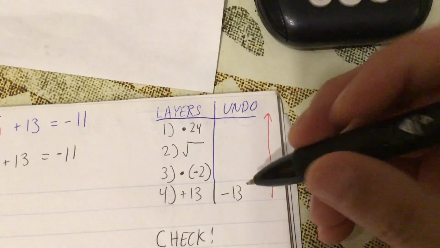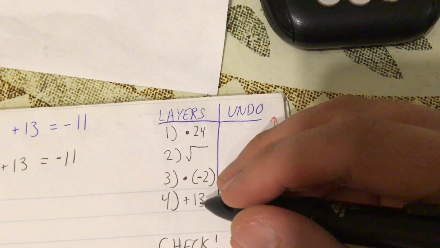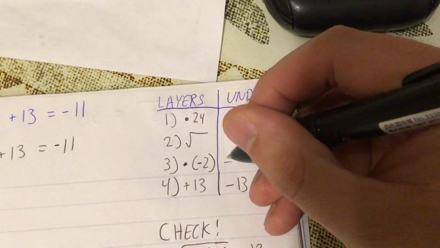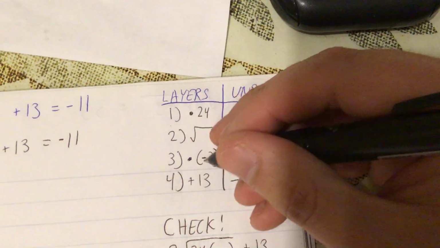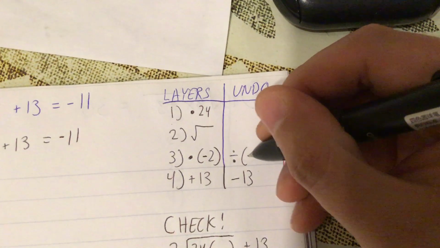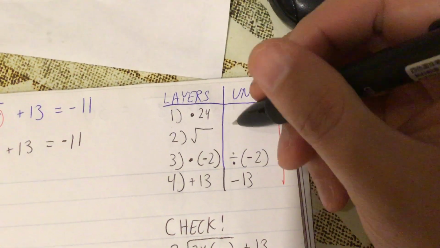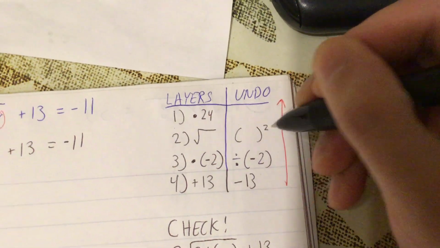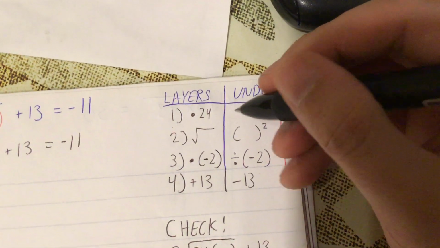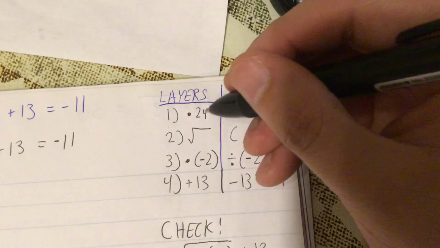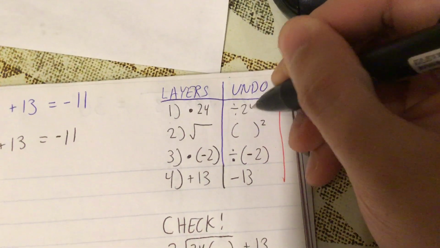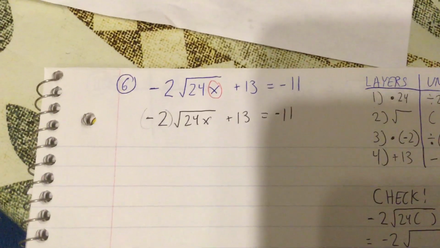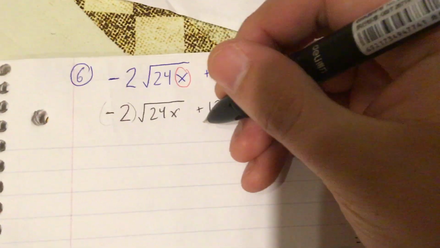So I'm going to undo the layers in a very particular order. I'm going to undo plus 13 with minus 13. I'm going to undo times -2 by dividing both sides by -2. And then I'm going to undo the square root by squaring both sides. And then I'm going to undo the times 24 by dividing both sides by 24. So we have a plan. Let's stick to the plan. So first things first, let's subtract 13 from both sides.